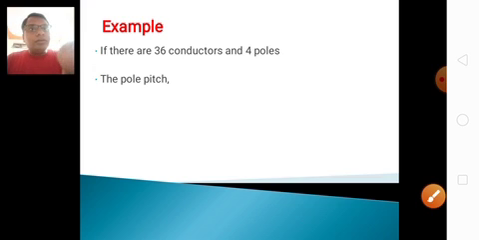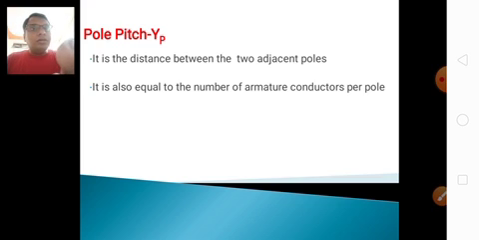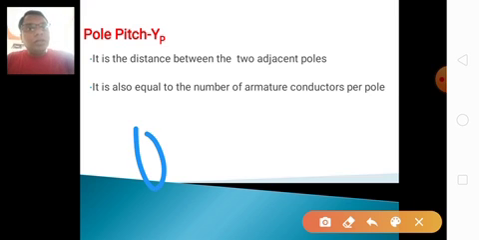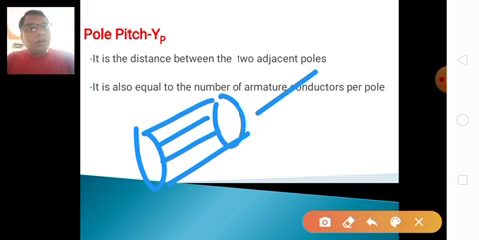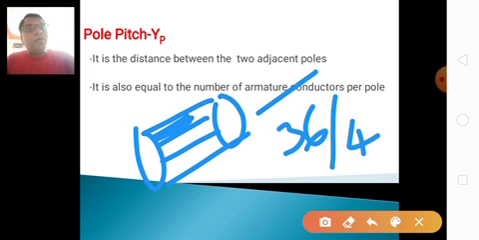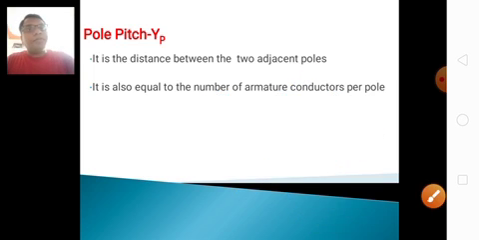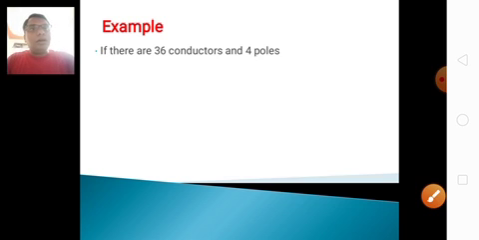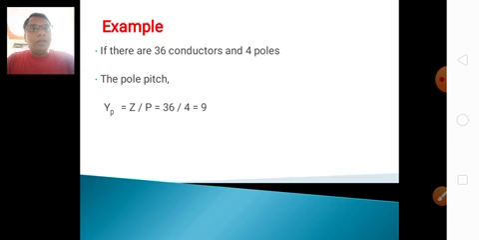Suppose this is the armature, and these are the conductor slots, with different numbers of conductors per slot, in a 4-pole machine. Suppose it has 36 conductors. So the pole pitch is 9. The example we have already studied: 36 conductors and 4 poles, the pole pitch is Yp equal to Z by P, which is equal to 9.